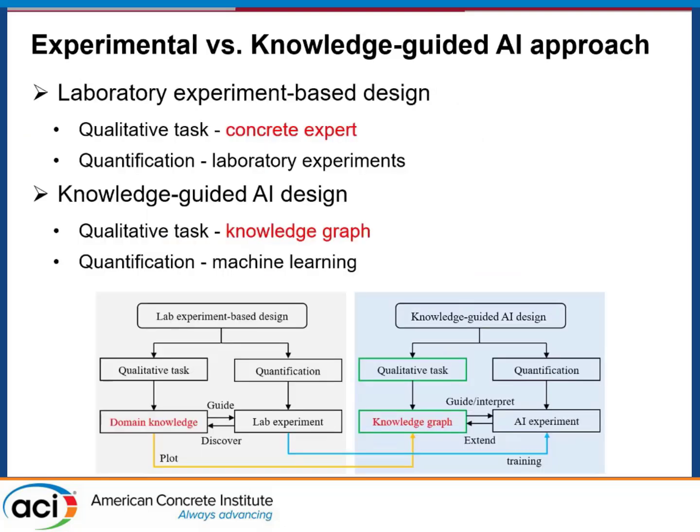Compared with the laboratory experiment-based design, the knowledge-guided AI design conducts the qualitative task by the knowledge graph instead of concrete experts. And the knowledge-guided AI design conducts the quantitative task through machine learning instead of laboratory experiments.